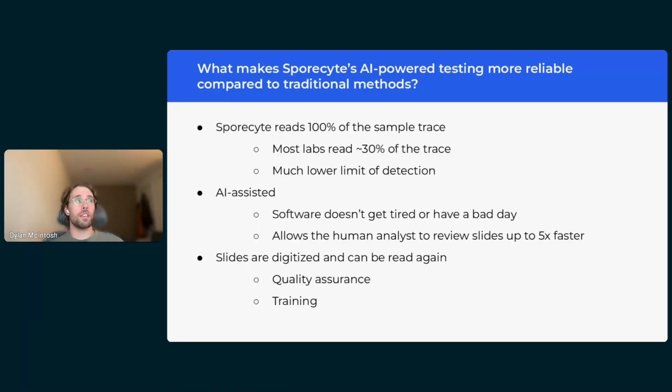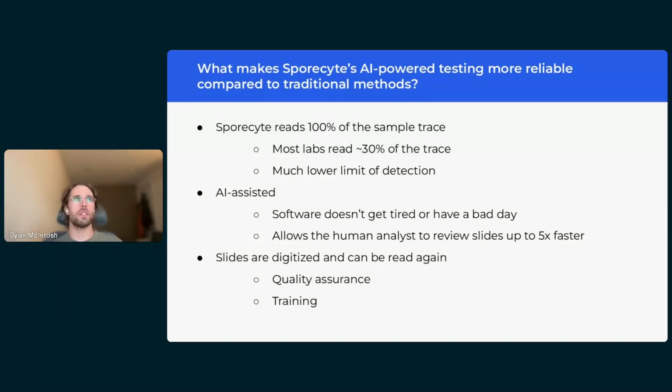So we'll shift gears a little bit, and this is more of a Sporecyte specific question, asking what makes our AI-powered testing more reliable or different than the traditional methods. First and foremost, the biggest difference is we read 100% of the sample trace. And I'll show you what that means in just a moment.